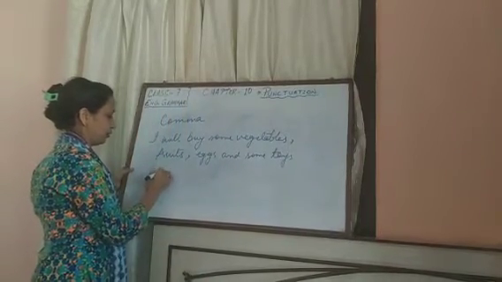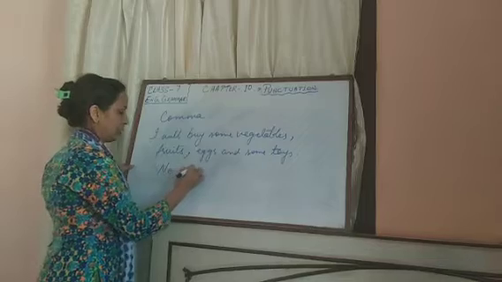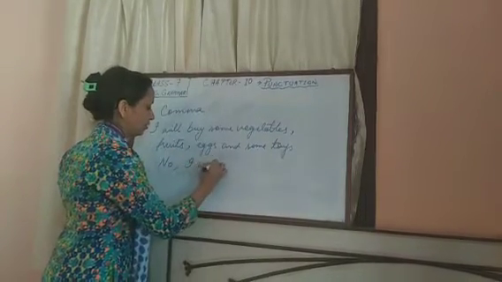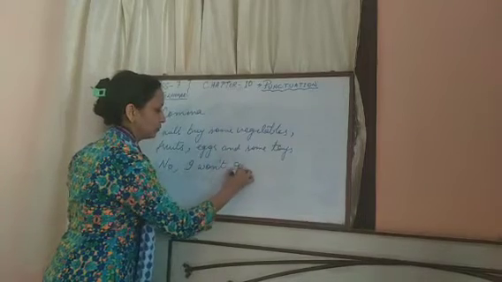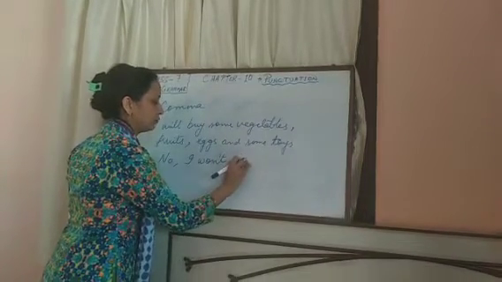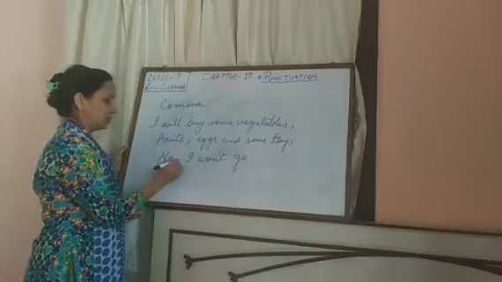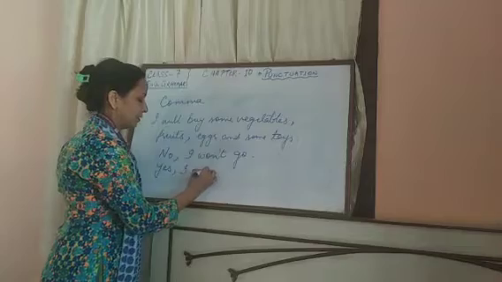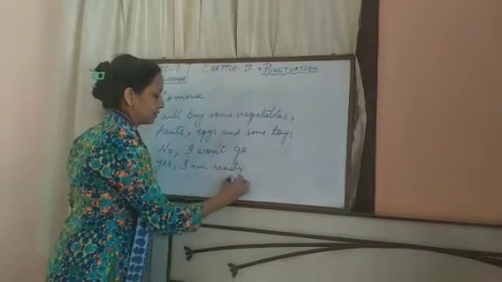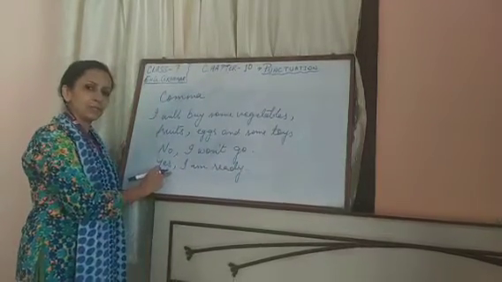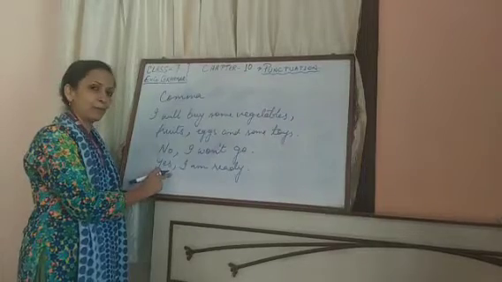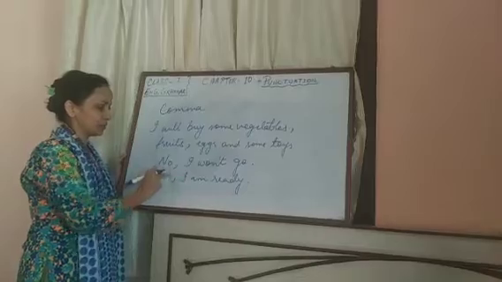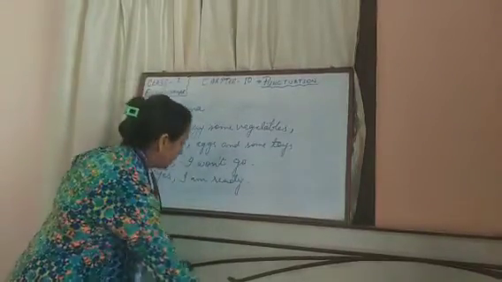Then when we are writing yes or no in the beginning of any sentence, that time we use a comma. For example, no, I won't go. After no or yes is given in the beginning, yes, I am ready. See, these yes and no are separated from the sentence by using a comma after them. So this is another use of commas in sentences.